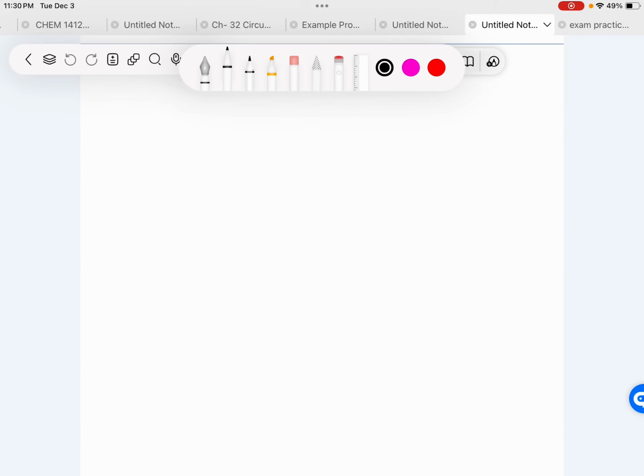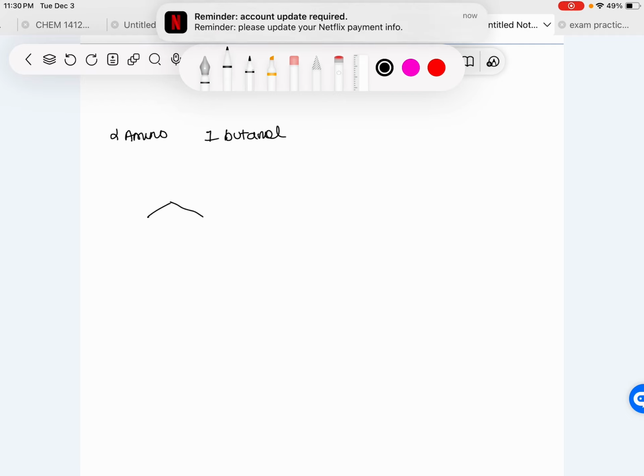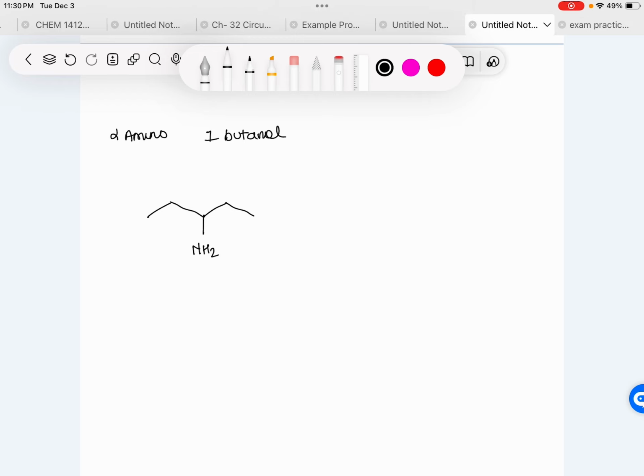I have 2-amino-1-butanol. This is the skeletal diagram. We have CH3 here.